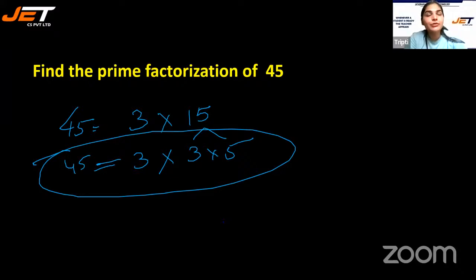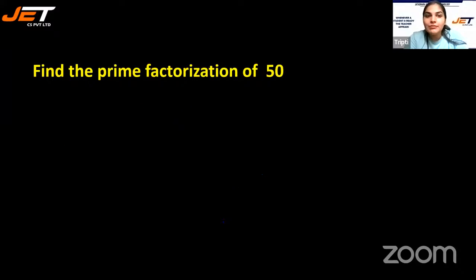So what you have to do is just split the composite number. Write the number in terms of prime factors or prime numbers. Prime factorization of 50 now. Do the prime factorization of 50.